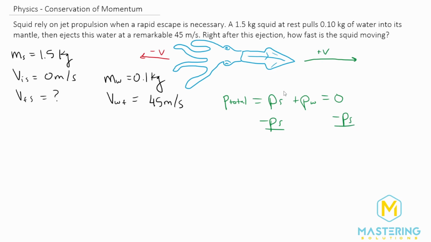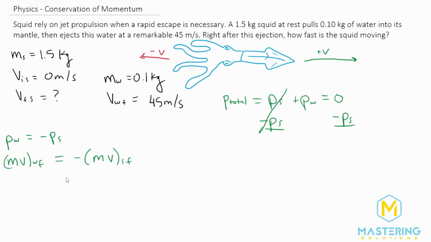Minus squid momentum. That goes away. And let's come over here now. So we have the momentum of the water is equal to the negative momentum of the squid. So when we break that up further, we have m v of the water, and that is final because the water was also at rest initially. So it also had initial velocity of 0 meters per second. So that whole thing will go away. It will be equal to the final, so mass times velocity of the squid, final.